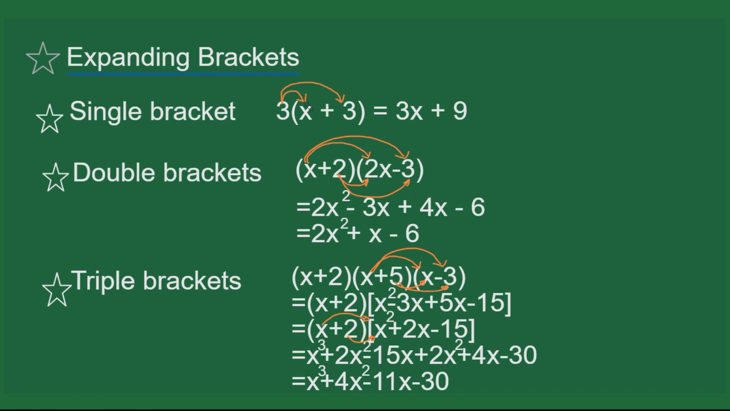X cubed. X times x squared is x cubed. X times 2x is 2x squared. X times minus 15 is minus 15x. 2 times x squared is 2x squared. 2 times 2x is 4x. Minus 2 times 15 is minus 30. Then collect the like terms: x cubed, 2x squared plus 2x squared is 4x squared, minus 15x with plus 4x is minus 11x, then minus 30.